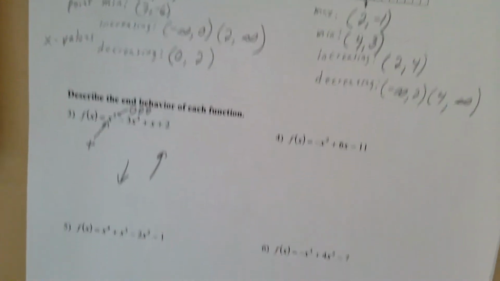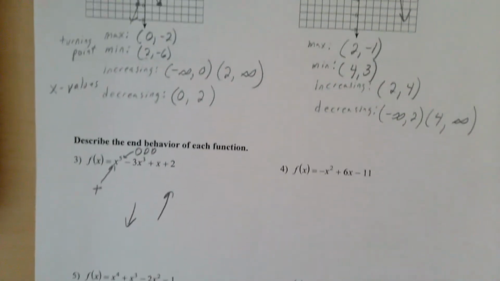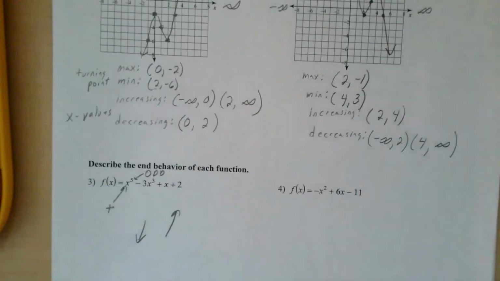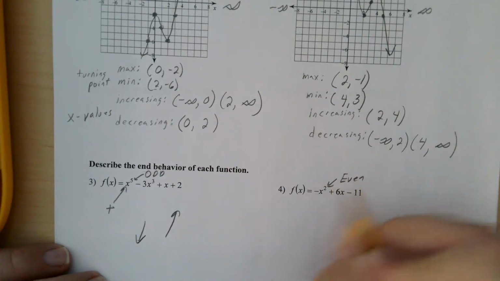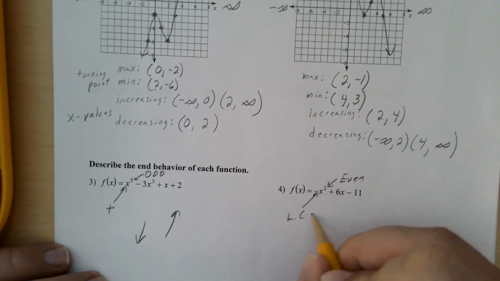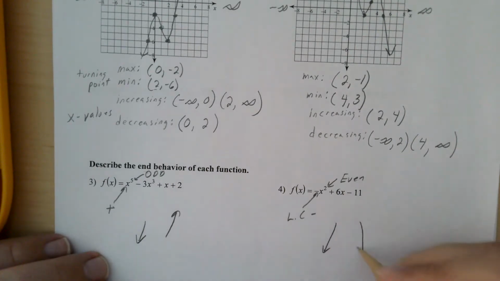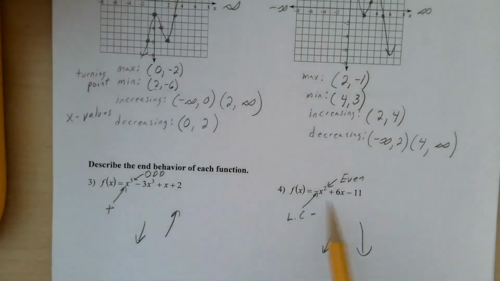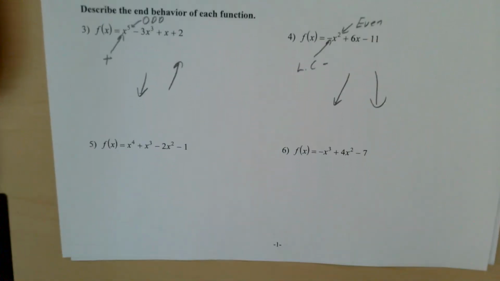Okay, again, we're not concerned about the middle. For number 4, this is where I know it's going to be even. This is even, but then I have a negative number in front. So the leading coefficient is negative, which means it's a reflection. So it's going to go down, down. That's a simple parabola that opens down. Okay. But again, I don't care. That could be to the 20th power. As long as your largest exponent is even and negative, it's going to be going down, down.